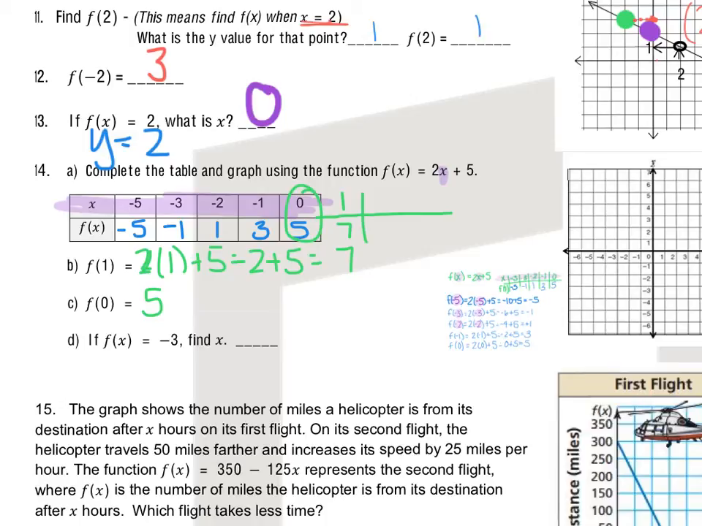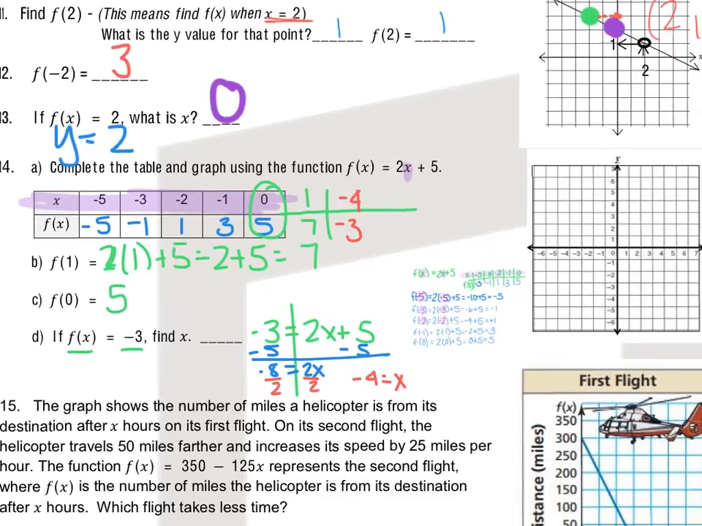It also said if f of x equals negative 3, we need to find x. So this time they're giving us y. So instead of f of x equals 2x plus 5, we're going to put negative 3 equals 2x plus 5. And we're going to solve that. So we're going to subtract 5 from both sides. So negative 8 equals 2x. And then to get x completely by itself, we're going to divide both sides by 2. And that's going to give us negative 4 equals x. So there's another point we can add in of negative 4, negative 3. So now we're supposed to graph all these points to this graph over here on the right.